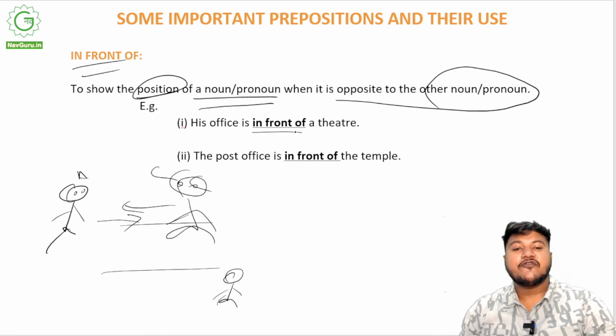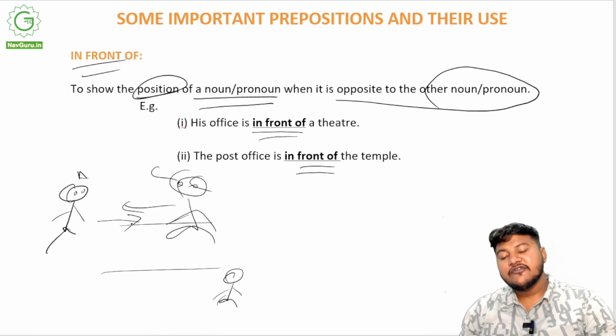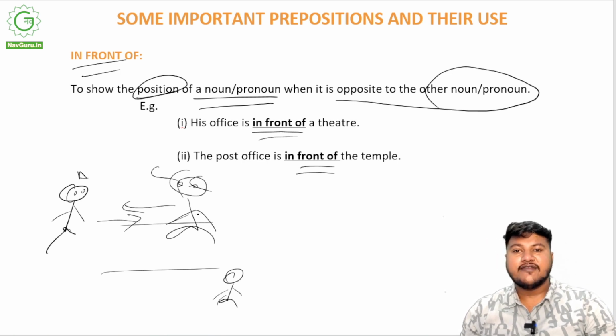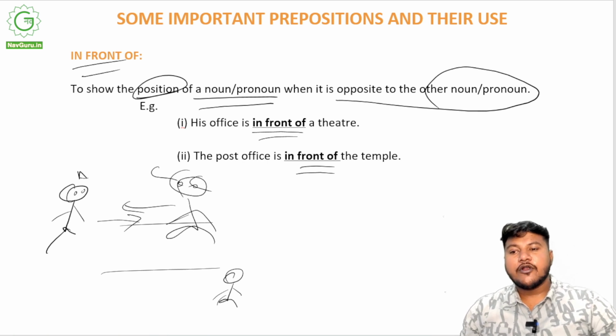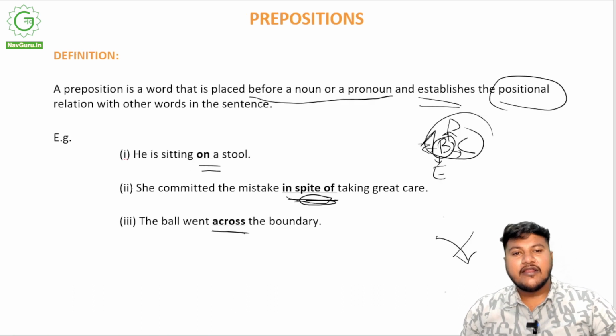So his office is in front of a theater. The post office is in front of the temple, right? So this is how we use in front of, right? Great. So yeah, these were some very important prepositions and their use. I hope you would have understood that. We'll just quickly revise it.